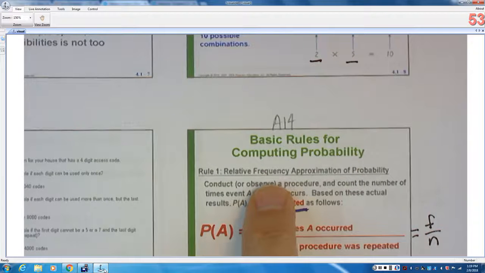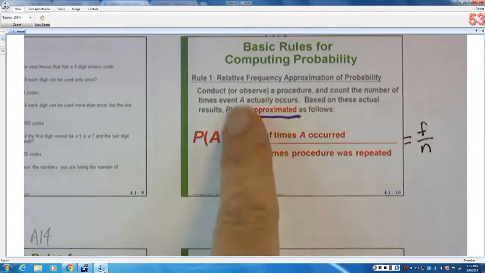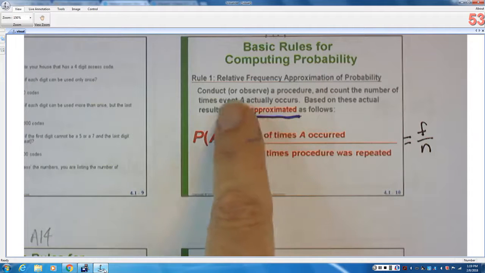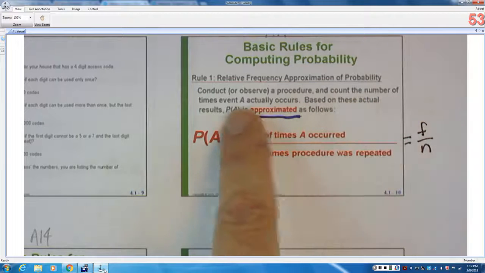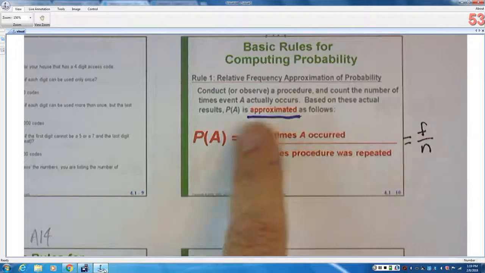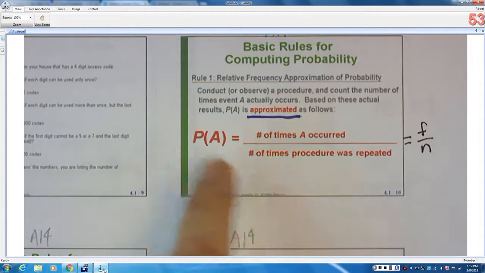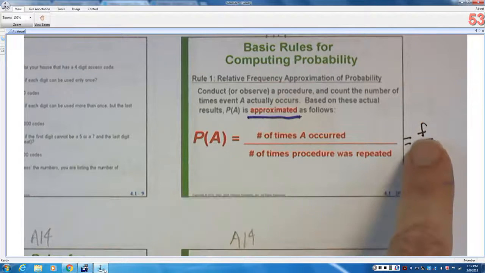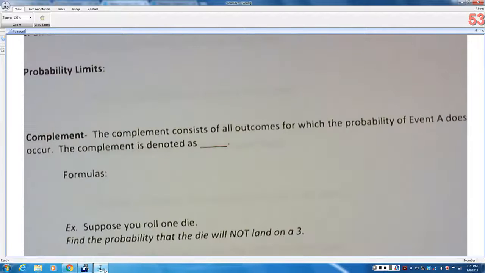In that case, we use a relative frequency approximation. Relative frequency approximation is that we actually conduct or observe a procedure, and we'll do that next time with the beat activity, and count the number of times event A actually occurs. Based on these results, the probability of A is approximated as follows. Probability of event A is the number of times we got that event over the total number of times we repeated the procedure. So those are the 2 basic ways that we do probability.